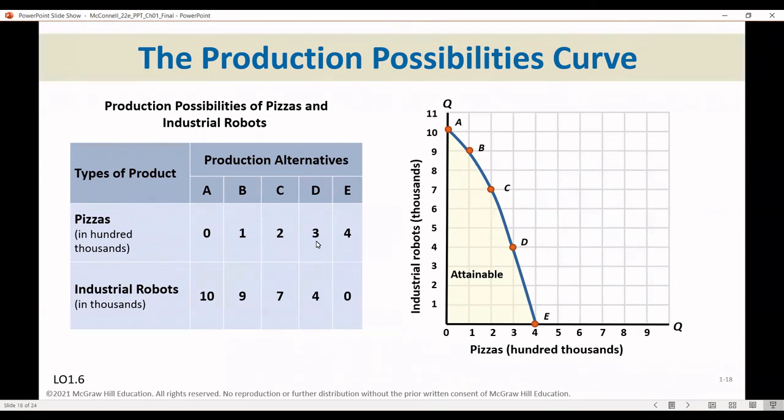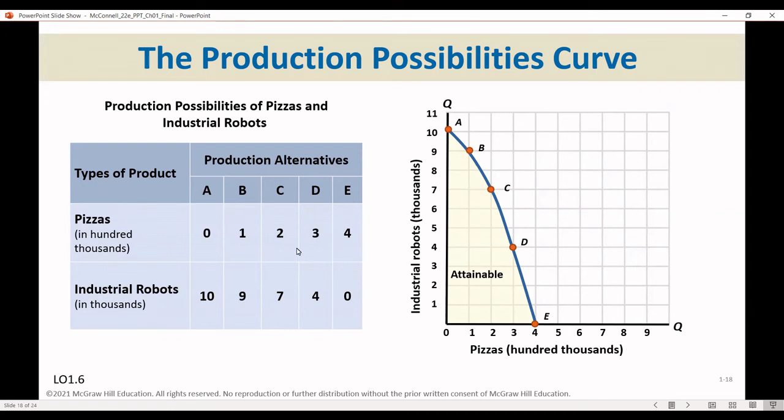But the logic is still the same. If you want to produce more of a pizza, you have to give away the production of industrial robots. More of one particular product you produce, you have to give away a unit of the other product.